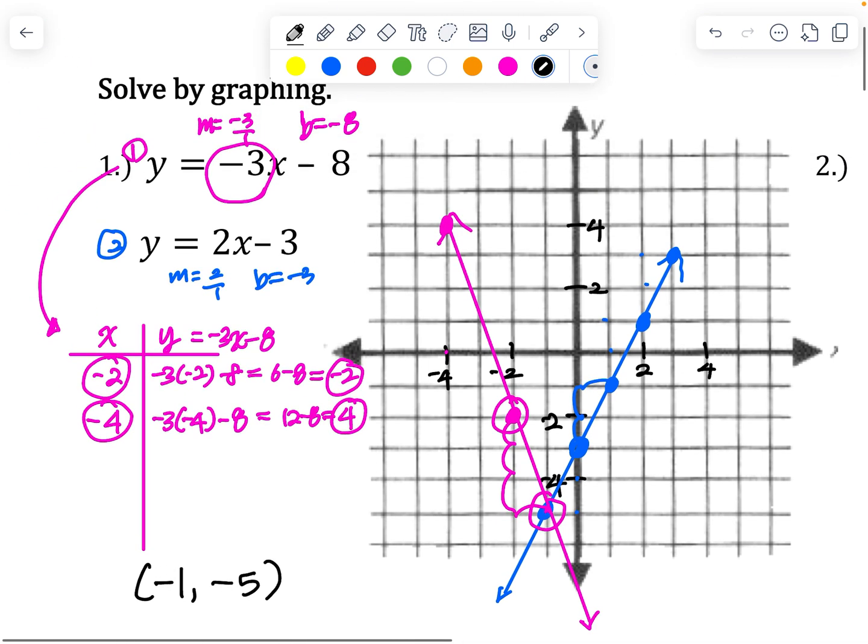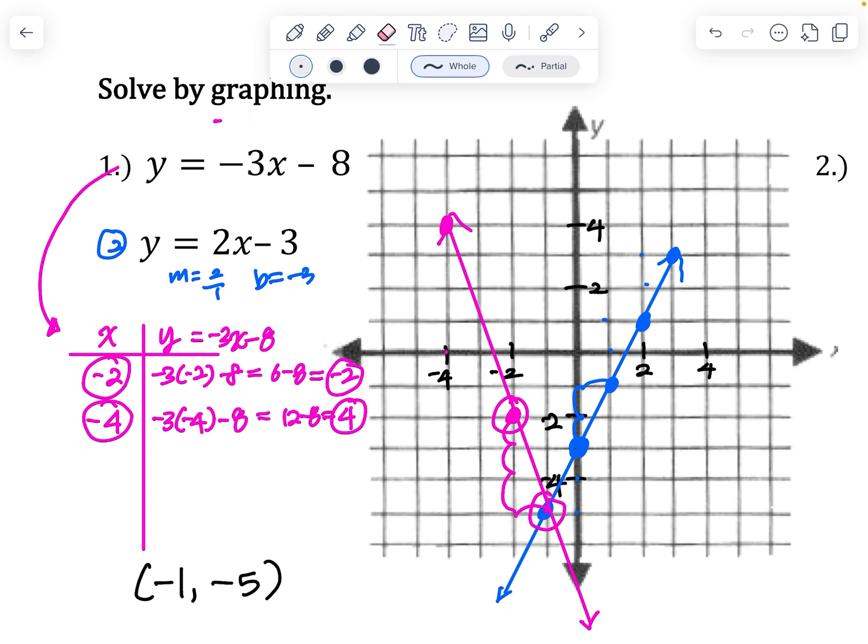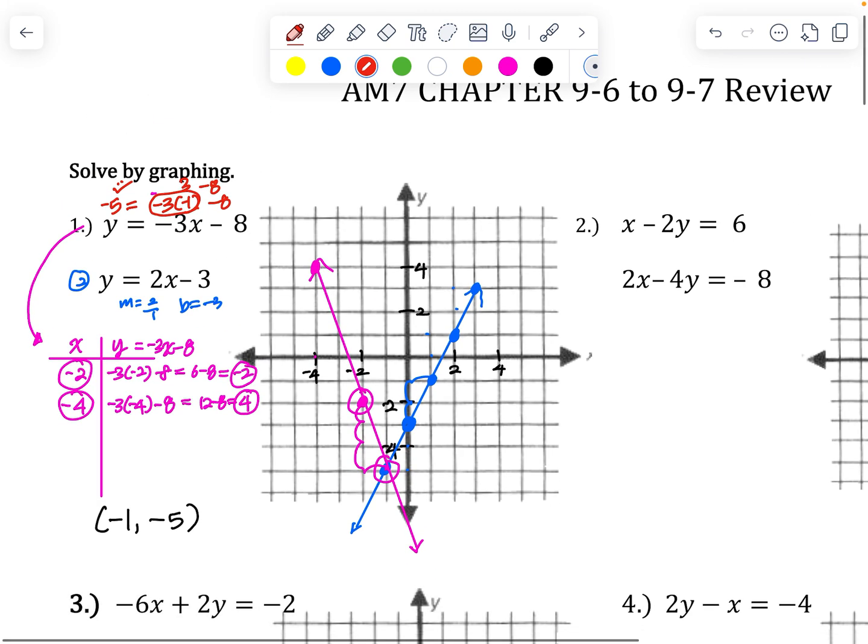Okay, and I can even do the happy check at this point. I'm going to go back here to the happy check on top of the problem. What is it? y, negative 5 equals negative 3 times negative 1 minus 8. That gives me positive 3 minus 8. It is negative 5. So happy check. All right, so there's the answer for that. Let me highlight my answer.